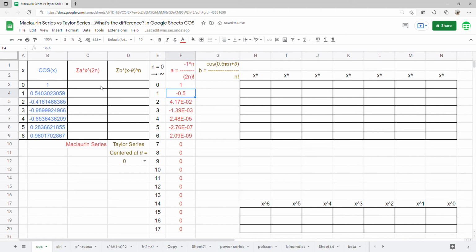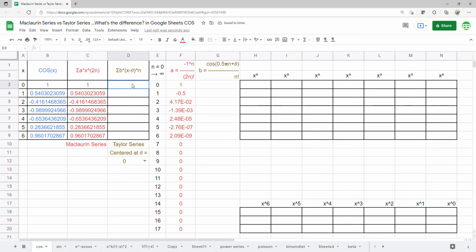Now we can complete the Maclaurin series expansion of cosine. So ARRAYFORMULA, series sum of the x values raised to the power 2n, where 2n starts at n equals 0, so 0. Followed by 2n at n equals 1 is 2 times 1, 2, then 4, then 6, so the interval is 2. And the coefficient a will be this range.